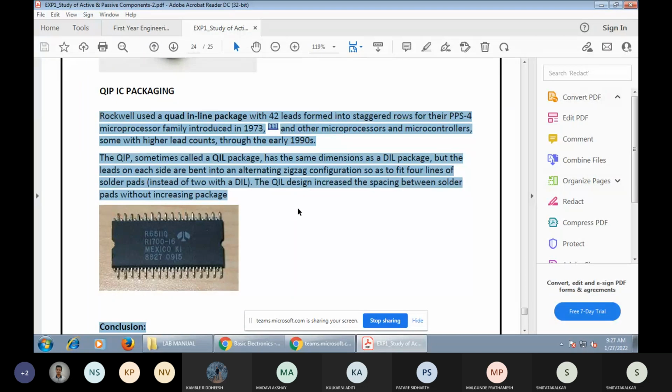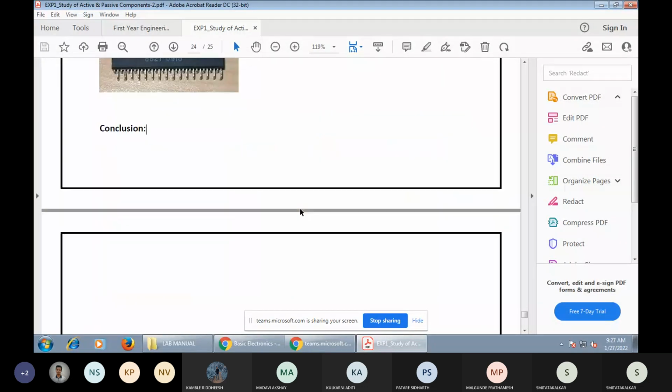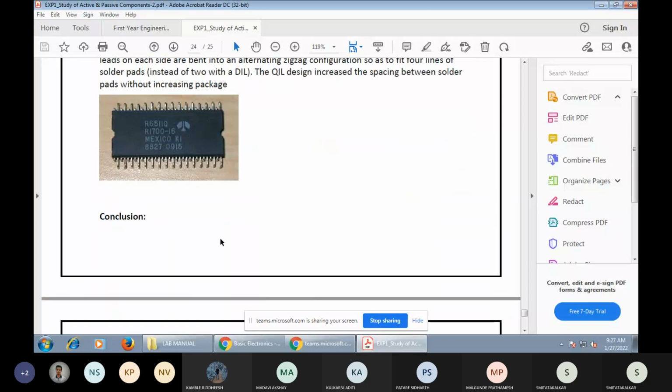Here we completed the first unit. You can write down the conclusion. First unit, first experiment: study of resistor and capacitor, active components and passive components. In this experiment, we learn active components like BJT, MOSFET, diode, IC, switches. And we learn passive components: resistor, capacitor, inductor, switches, transformer, connectors. All are passive components.